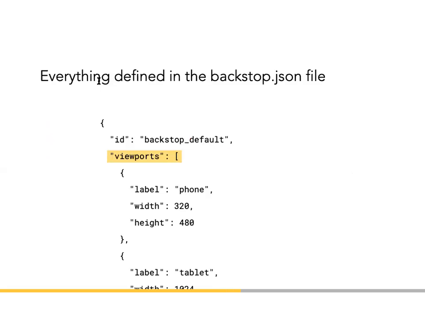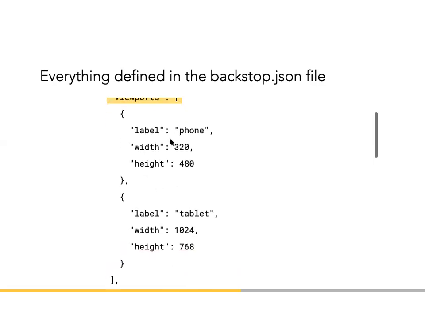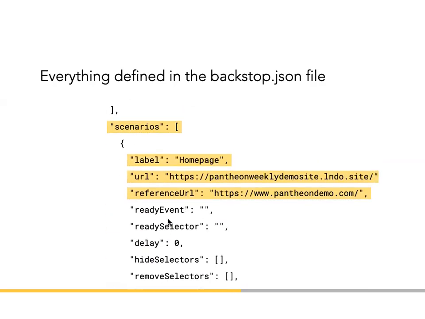So everything to configure your BackstopJS test comes down to this backstop.json file. Within here, we define the viewports that we want. The default here is just looking at a phone and a tablet, and the width and height are all defined here. And then whatever scenarios you want to pass through to it. A scenario is a single test, a single page on the website that you want to compare. So you put in a label, you put in the URL, and this is your local development URL or your dev environment URL, versus the reference URL. And again, the reference is that perfect, completed, live version of your website.